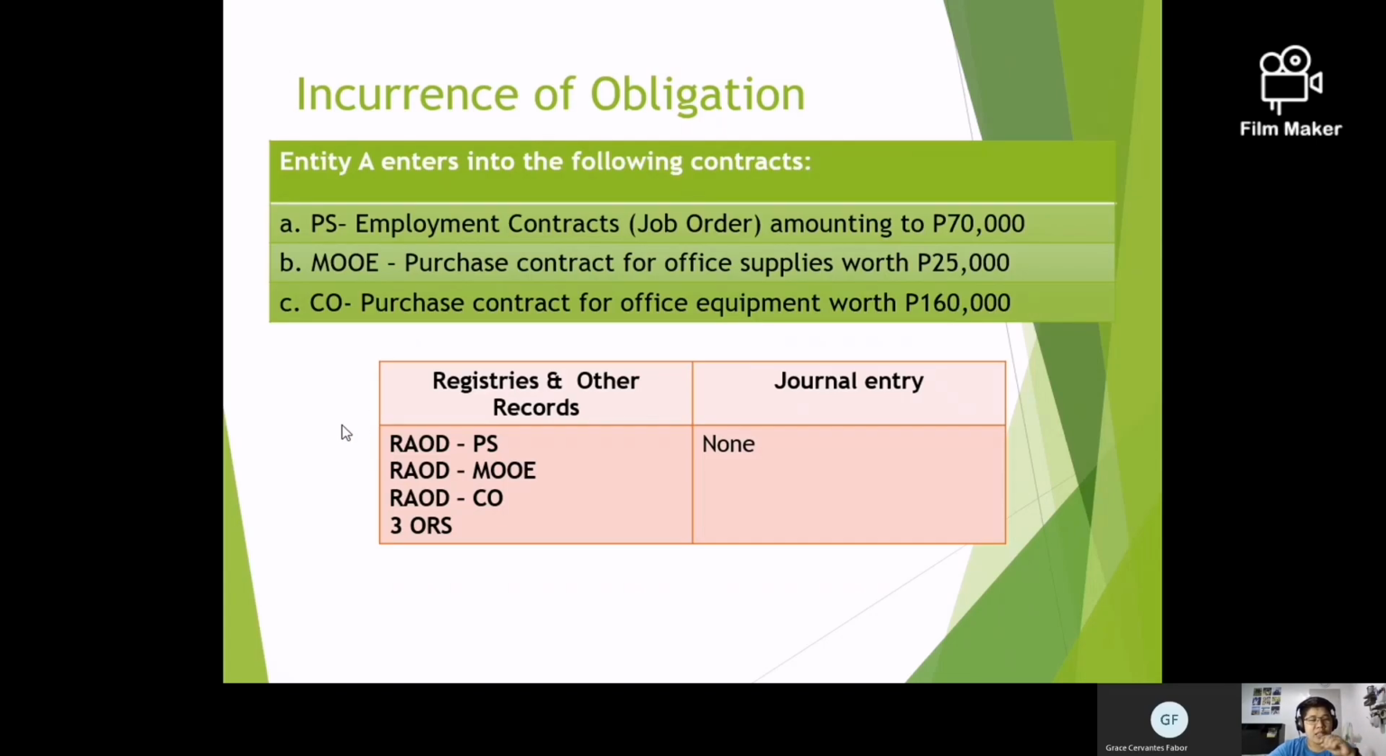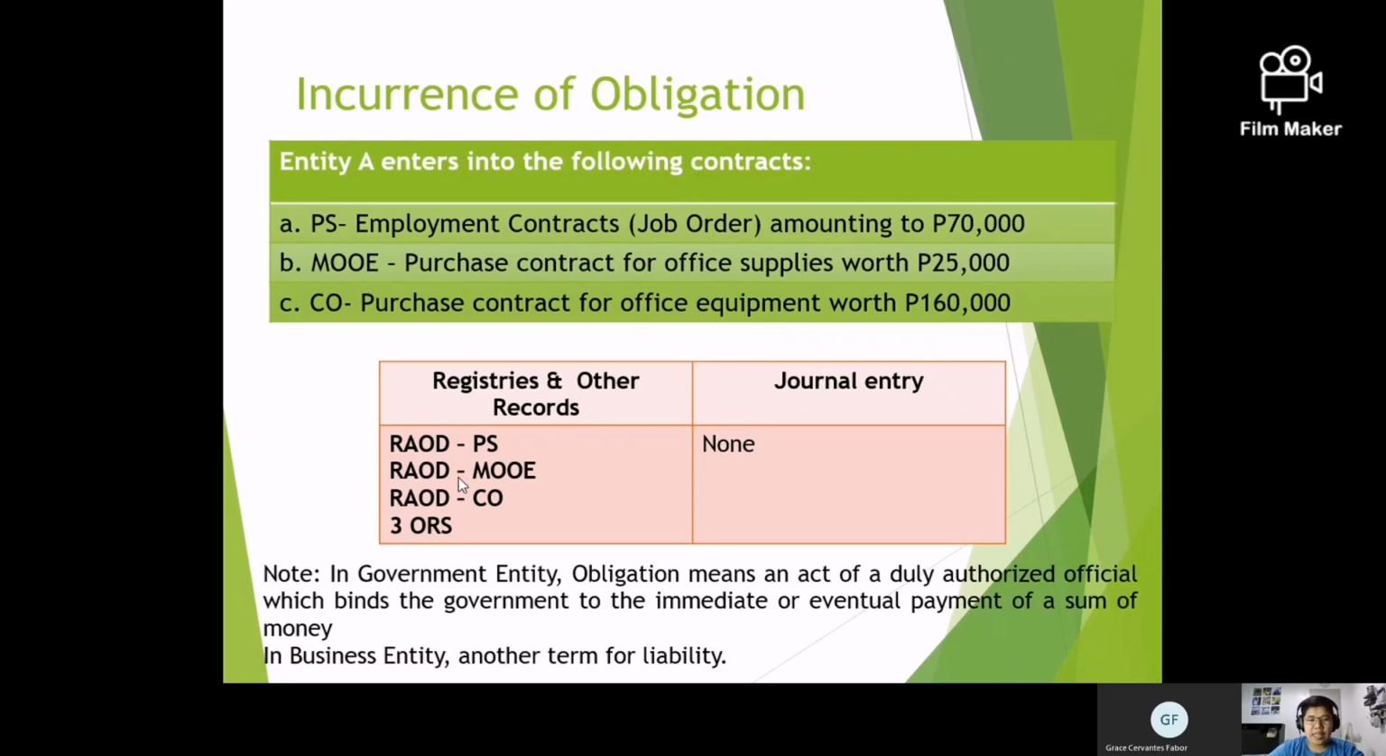And then, RAOD CO, we have 160,000. And also, we are to use or to make 3 ORS or obligation request status for each contract. Yan. So, meron bang journal entry? Wala pa. Kasi wala pang accounting events or financial events na makakapag-record or na maire-record natin sa ating book of accounts.